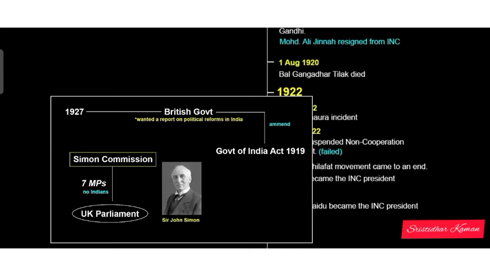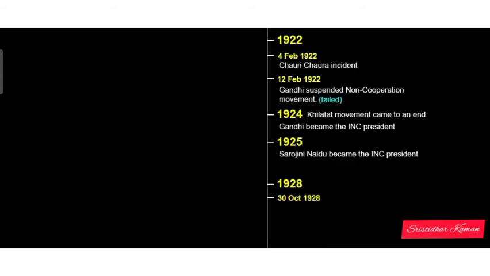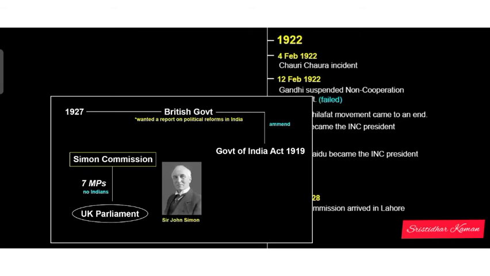Now this commission was supposed to be set up after 10 years from 1919. That means it was supposed to arrive in 1929. But then it came a year before because the UK government was led by the Conservative Party and they were scared of being defeated by the Labour Party in the upcoming elections. That is why they were in a hurry in appointing a commission in 1928. It was named after its chairman, Sir John Simon.